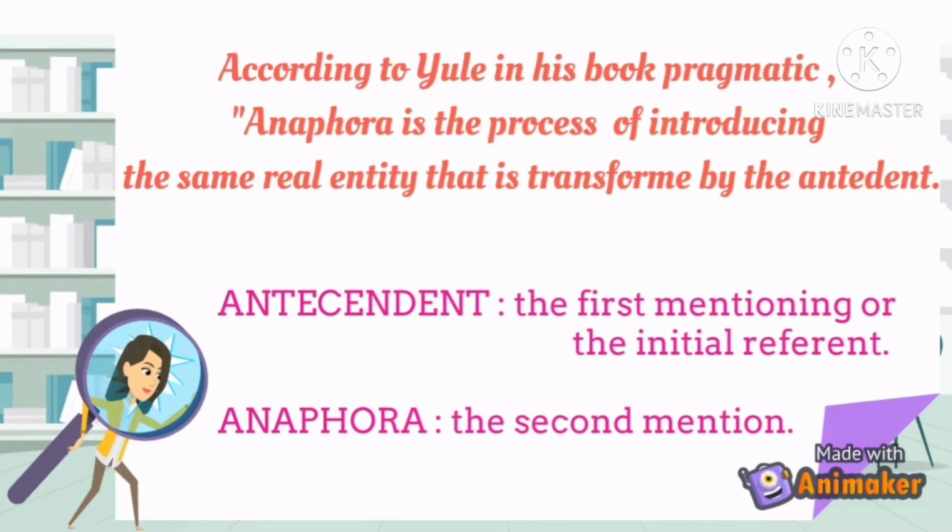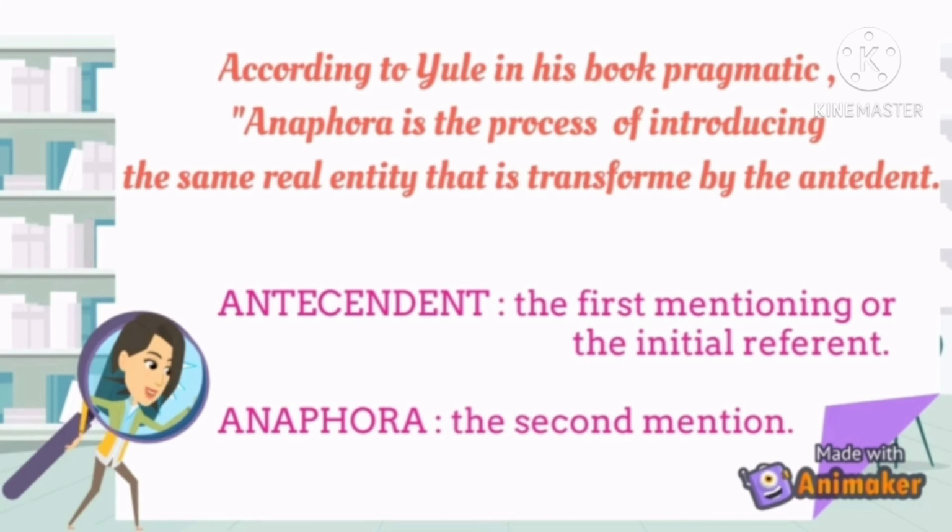According to Yule in his book Pragmatics, anaphora is the process of introducing the same real entity that is referred to by the antecedent. We know that 1. Anaphor, a term for a pronoun or similar word that refers to other vocabulary that has appeared previously. 2. Antecedent is the vocabulary that the anaphor refers to.